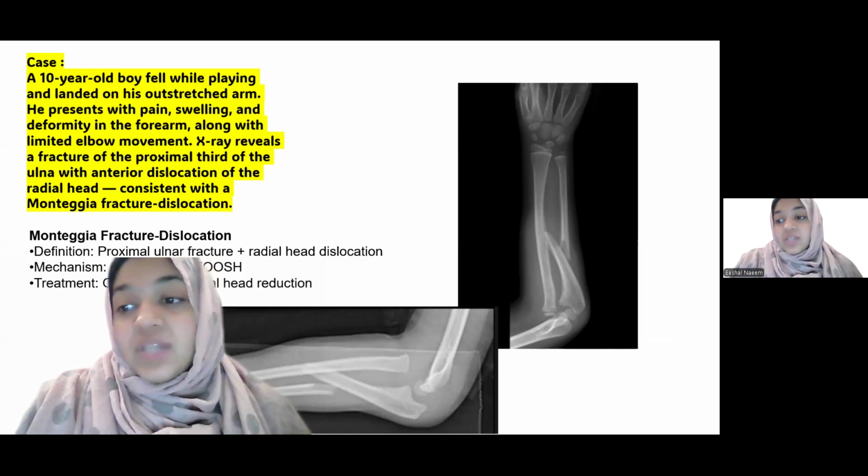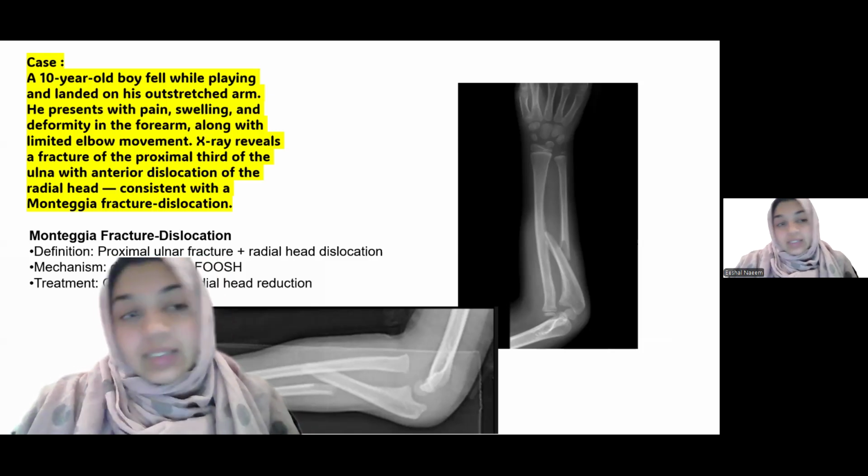So, the mechanism is a fall on outstretched hand with the forearm in hyperpronation. It requires ORIF of the ulna, and the radial head usually reduces spontaneously.